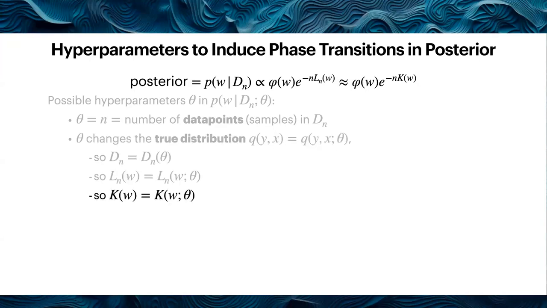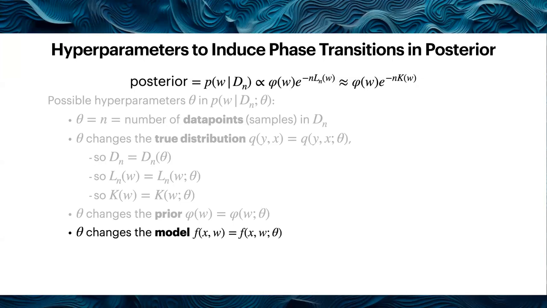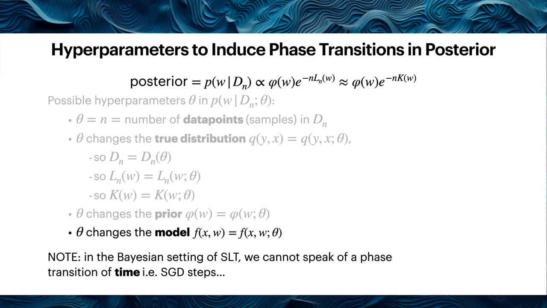Cool. So maybe I'll just repeat what I was saying at the end. In our Bayesian setting here, we cannot speak of a phase transition in time, i.e. in SGD steps. Not yet, we can't. We're hopefully going to build that bridge in, or someone's going to build that bridge at some point so that we can take the insights of singular learning theory into the modern deep learning setting. But it is important to acknowledge that that isn't there yet, and that the phase transitions have to be understood in terms of the variations in these objects that I've put up on here.